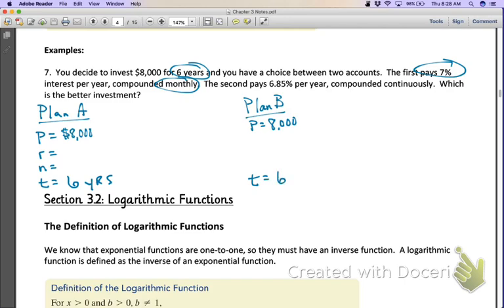Our rate for the first one is 7%, which we have to change to a decimal, so 0.07. If it is compounded monthly, how many times per year? 12. 12 months in a year.